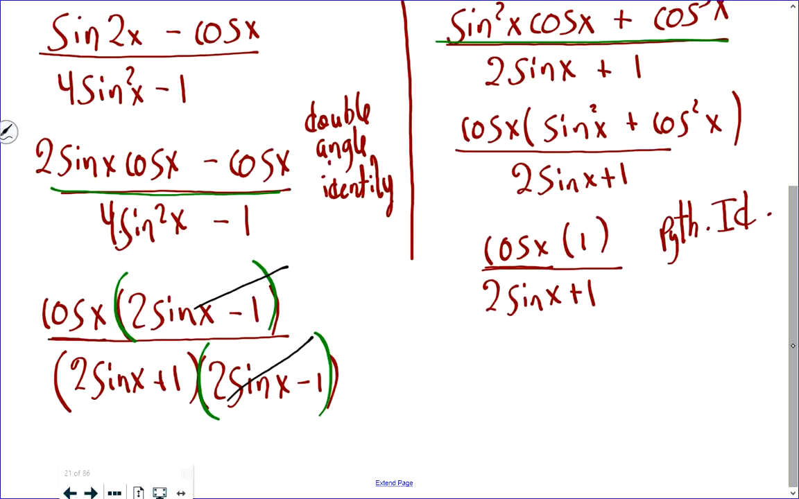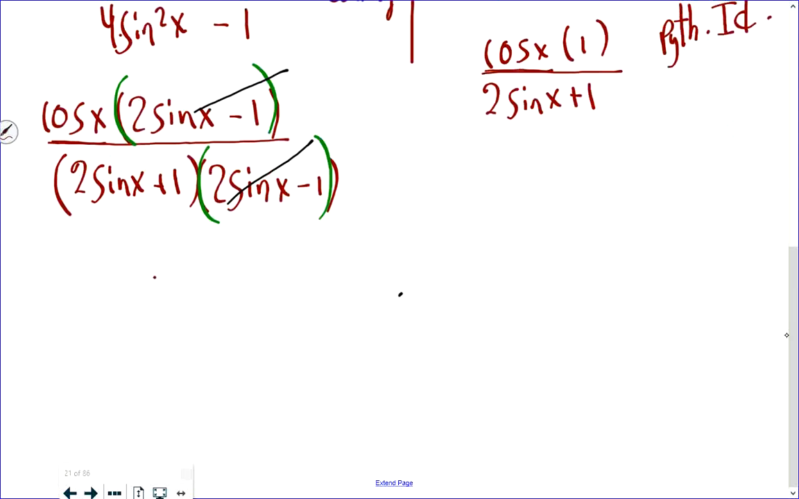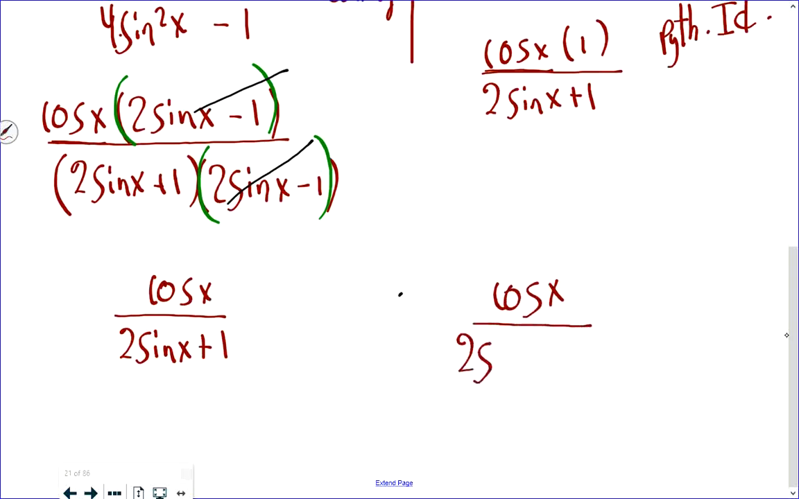I mean, I don't think you should just end it there and say left side equals right side. I think it's valuable to rewrite them in their cleaned up appearance, to rewrite cos of x over 2 sine x plus 1. I mean, everybody and their dog knows that 1 times cos of x is cos of x, but I'm going to go ahead and write it without saying times 1. And now you can say left side equals right side.